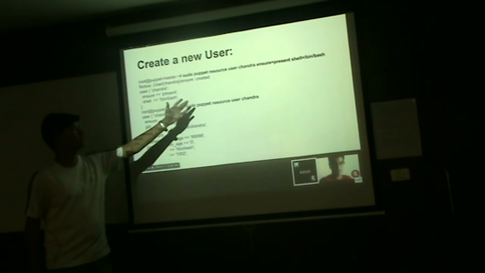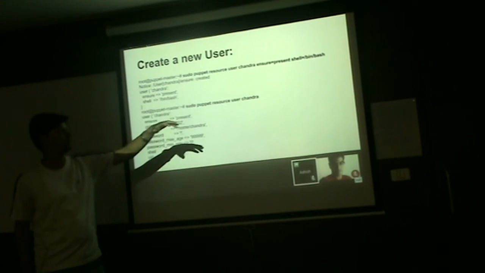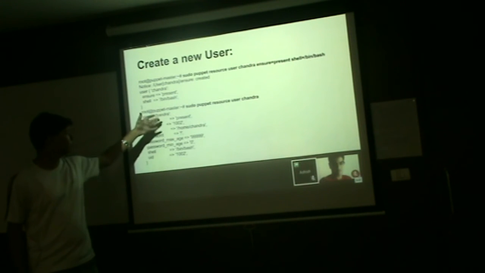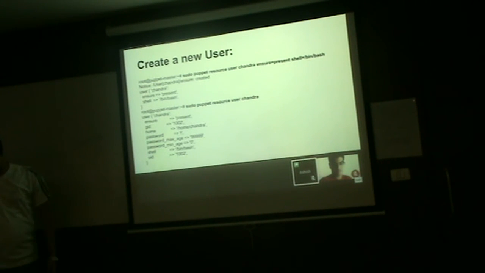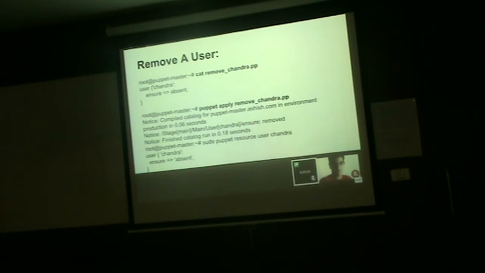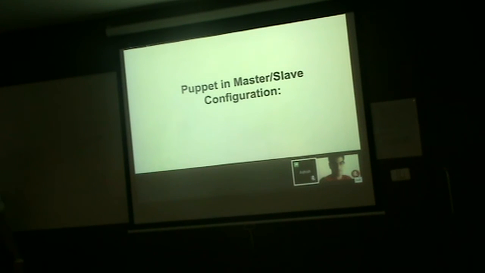For example, create a new user with a certain shell, password, whatever. You can do that. It's going to create it, and you can check it as well. I ran these commands on the terminal and copied and pasted the output here. Similarly, removing a user and all these things. So why am I showing you these things?